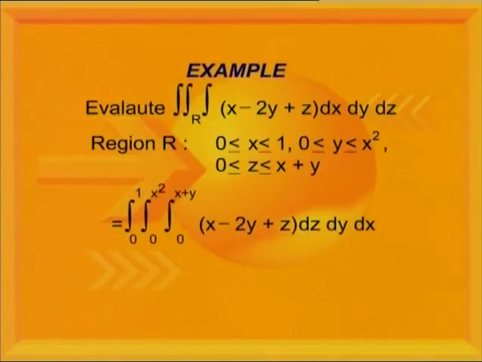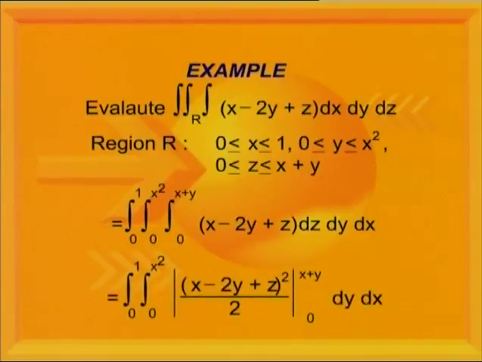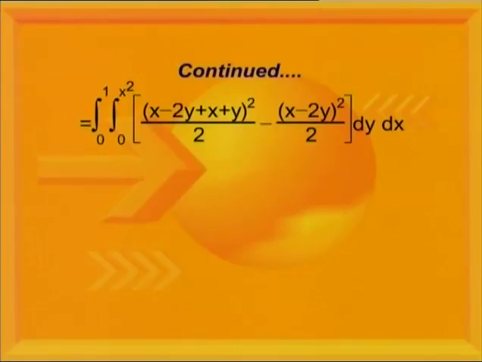Integrating first with respect to z, we get (x - 2y + z)² divided by 2, and the limits for z are 0 to x + y. Putting these limits, we get [(x - 2y + x + y)² divided by 2 minus (x - 2y)² divided by 2], and this will be integrated first with respect to y, then with respect to x.